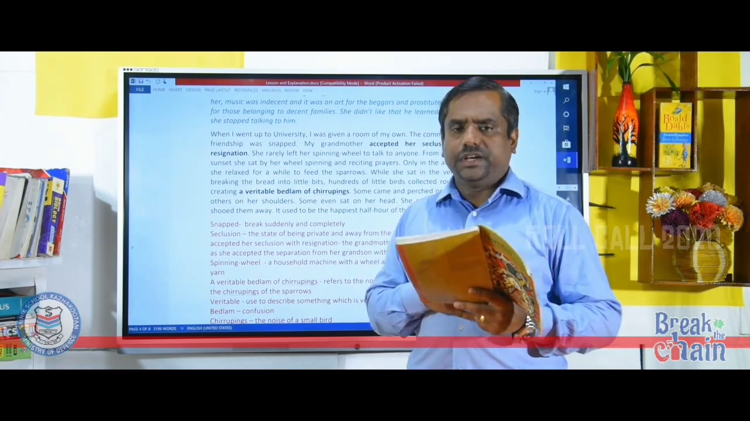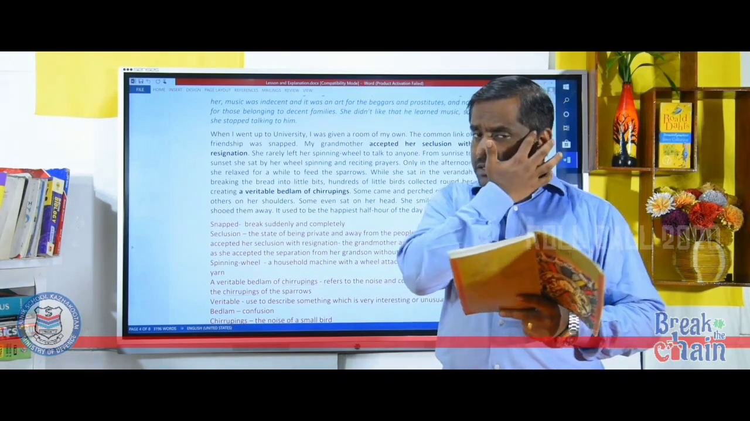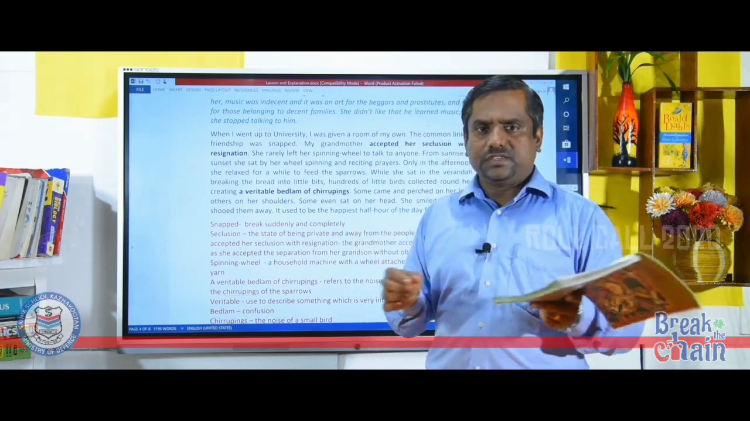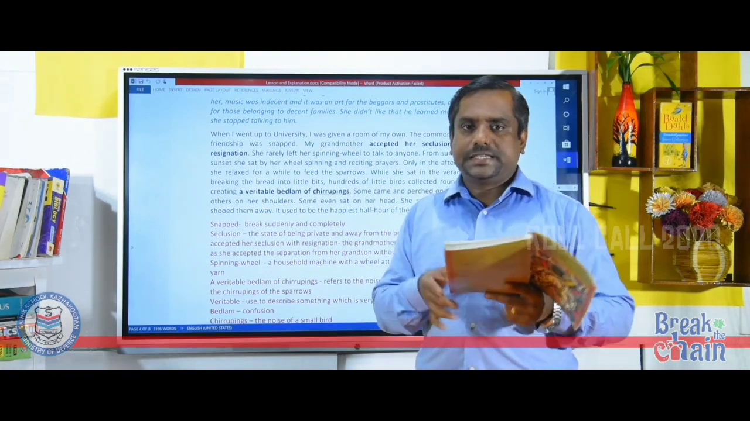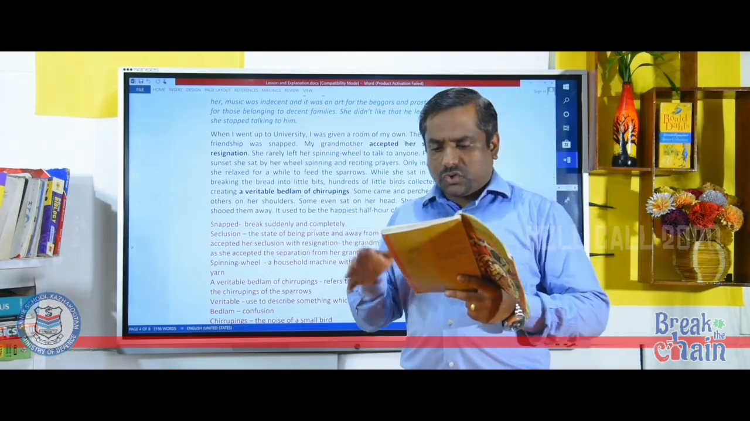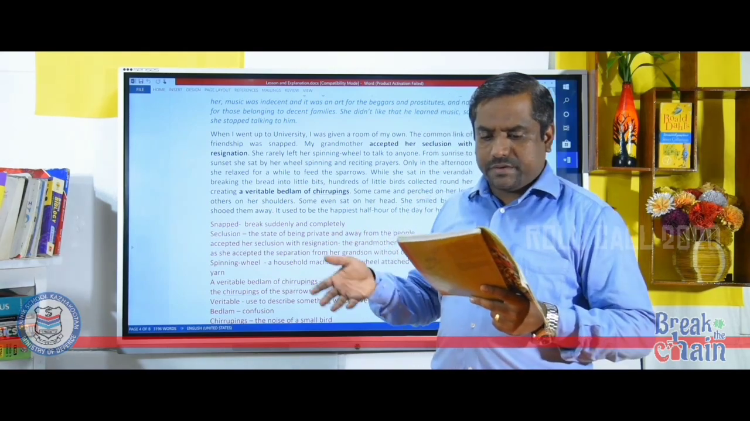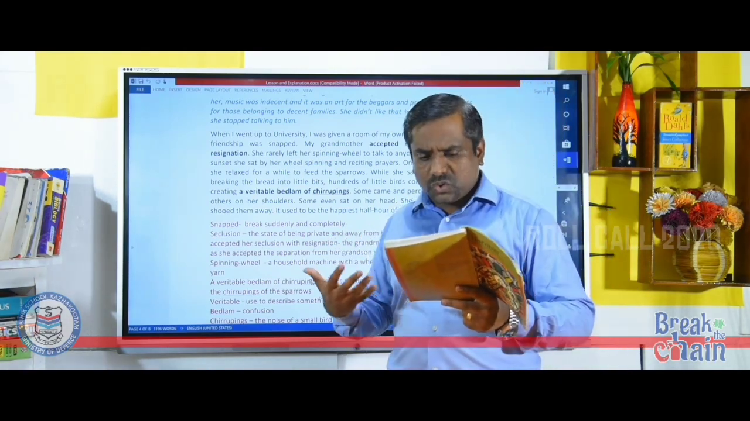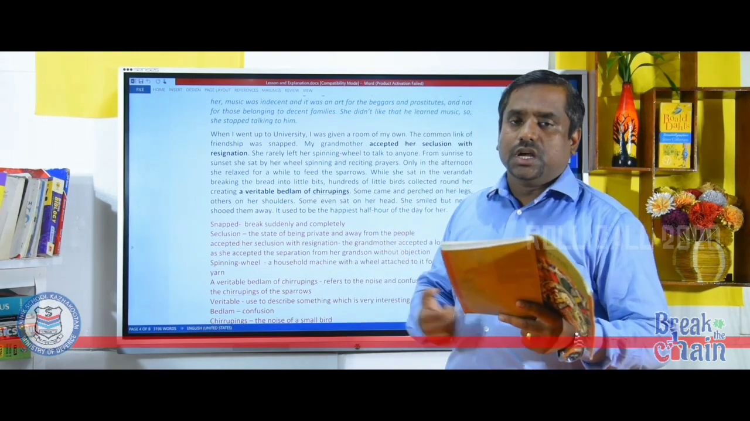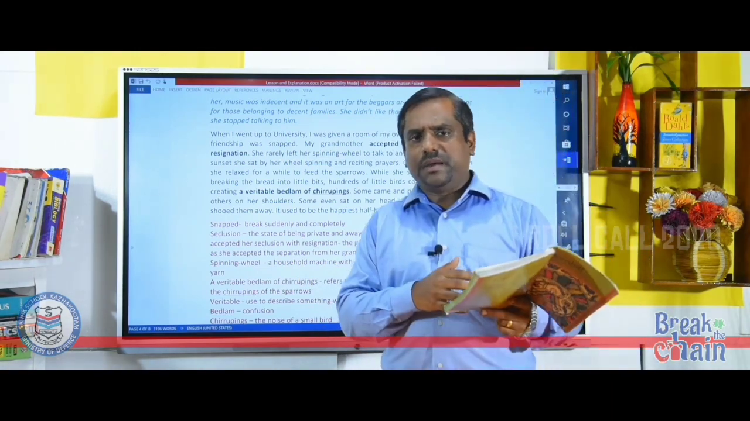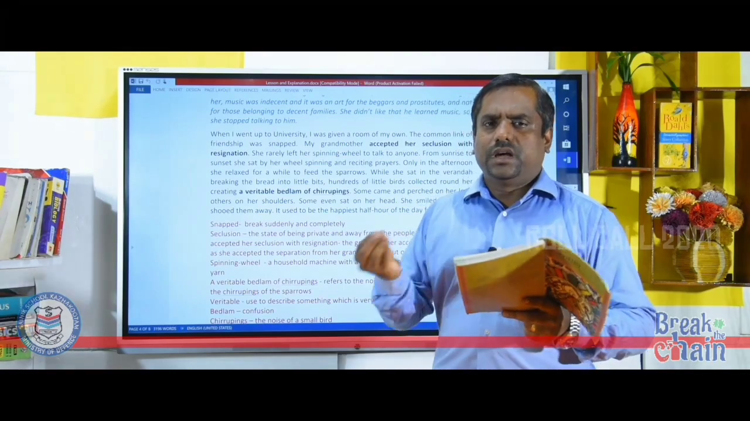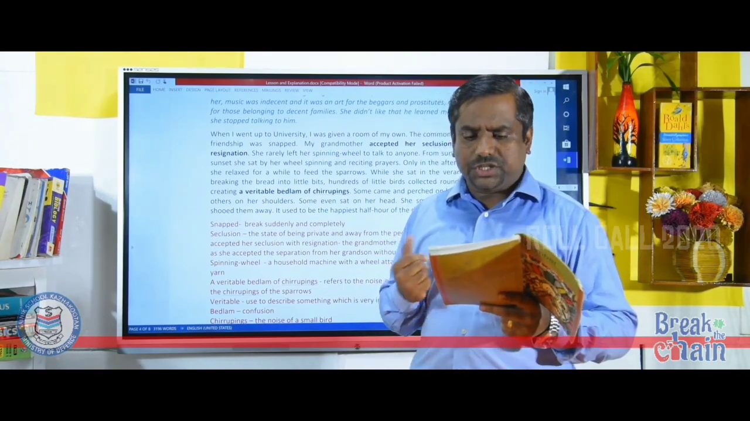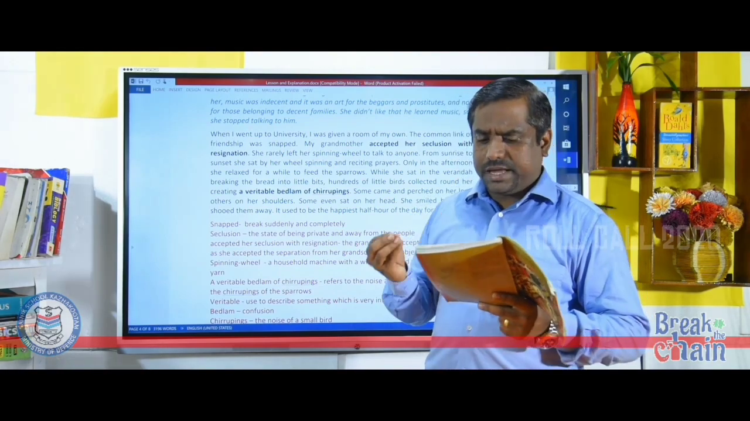The common link of friendship was snapped. Snap means broken. When we break a pencil into two pieces, we can say the pencil has got snapped. So the connection is getting lost. My grandmother accepted her seclusion with resignation. So she accepted her isolation. Though she was there in the house and other members were also there, she started realizing some kind of seclusion or isolation in that life, in that house.